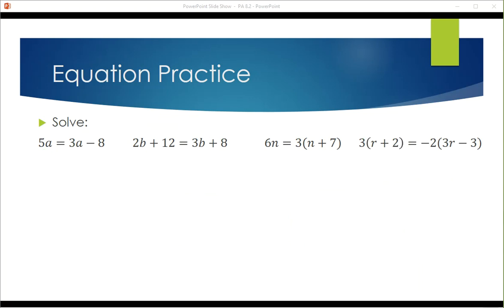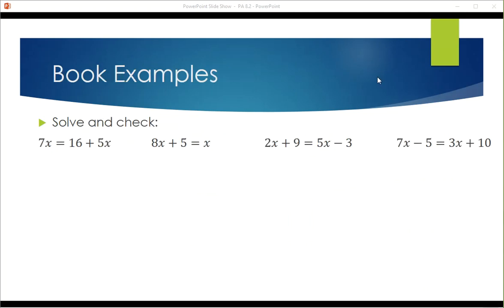Let's go through some book examples here as well. Same idea. We haven't changed our strategy for these.